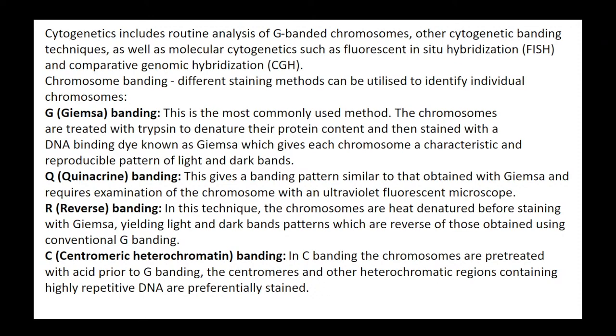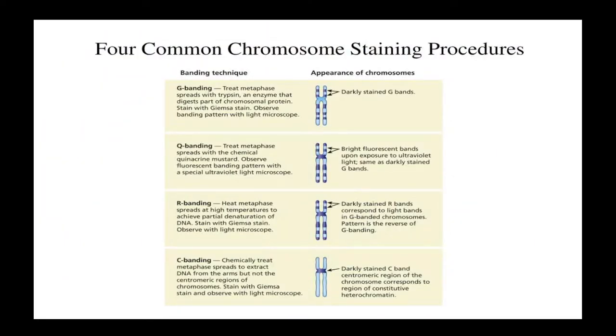And in C banding, the chromosomes are pretreated with acid prior to Giemsa staining. The centromeres and other heterochromatic regions containing highly repeated DNA are preferentially stained. So, four types of banding.